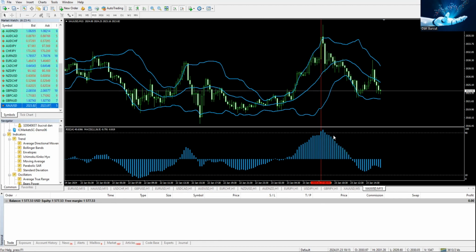The first thing that we look for is the MACD going into the oversold or into the overbought. If the MACD is not in this area, we are not interested. We don't have any signals. What we are looking for next is the price to be outside the Bollinger Bands. And this candle is also outside the Bollinger Bands, okay? So this means that we have a qualified signal.